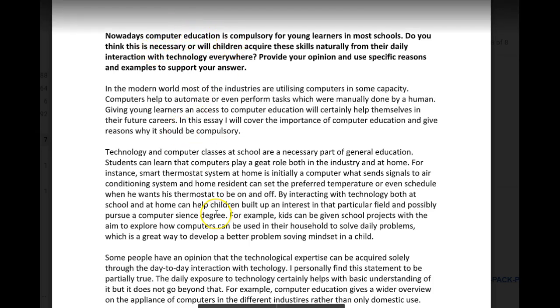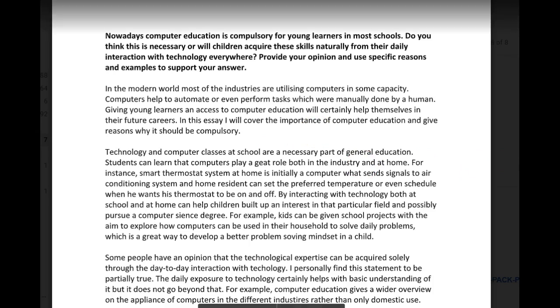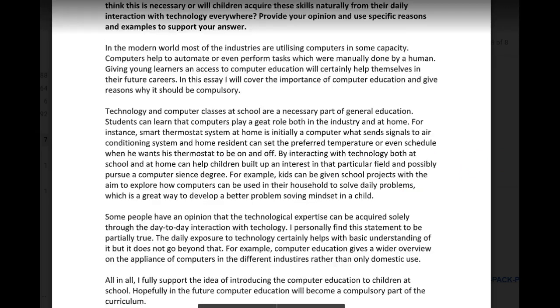So something more along the lines of: computer classes at school are a necessary part of education. Computers are changing all the time with new software, new programs, new abilities, and for children to keep up to date with all of these, these classes need to be a core component of the education system. Okay, so that's more what I expected to read in this paragraph, and then, of course, developing that paragraph further.